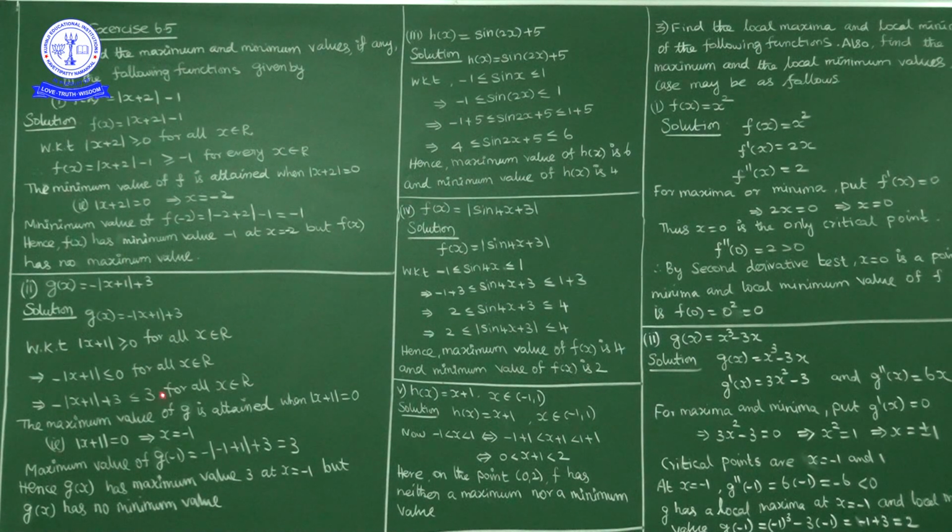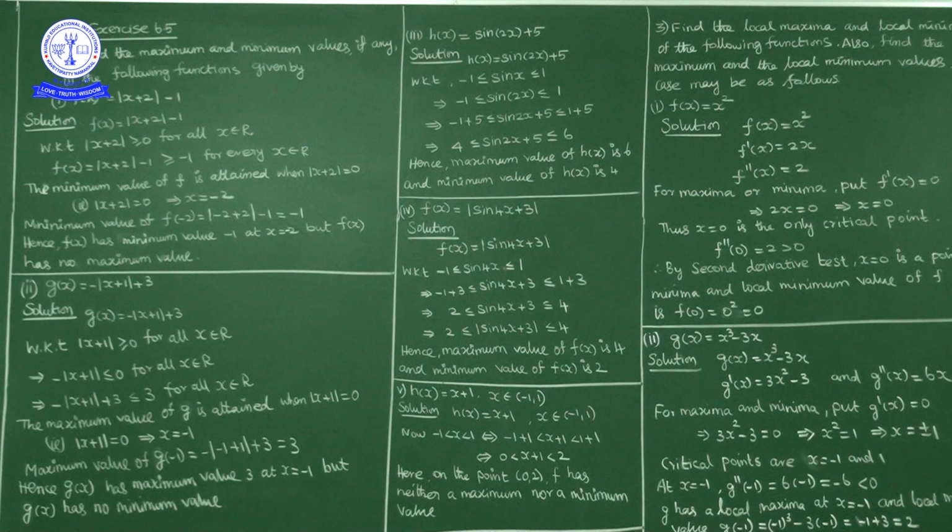So add 3 on both sides. What we get: minus of mod x plus 1, plus 3, is always less than or equal to 3 for every real number. Why are we adding 3? Because then it will be g of x. So minus mod x plus 1 plus 3 is g of x. So g of x is less than or equal to 3 for every real number, which means the maximum value of g of x is 3.